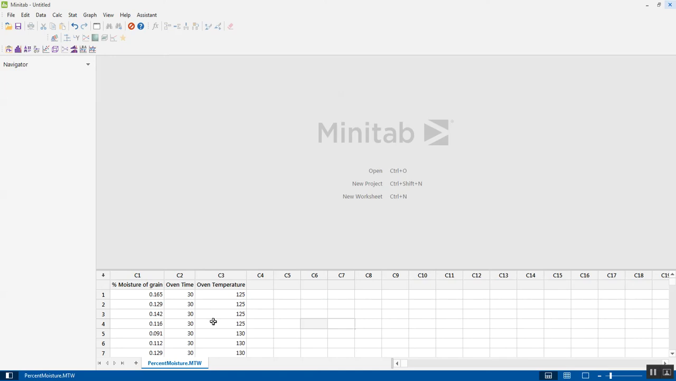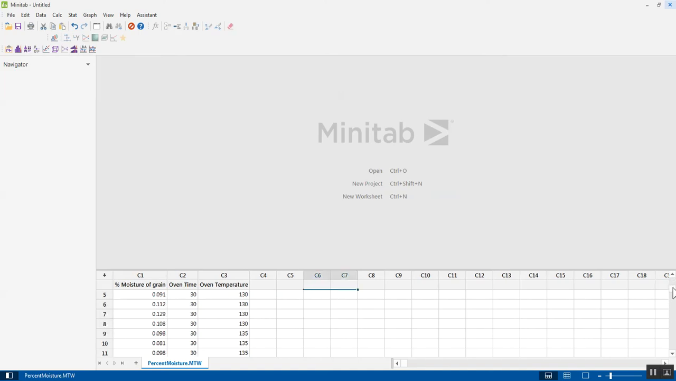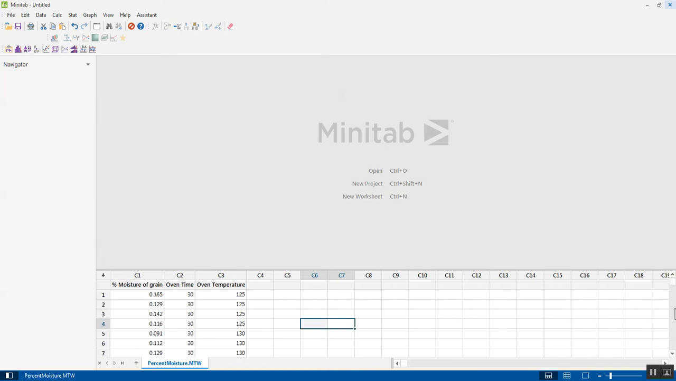So we've got a data set here then where our response variable, which will be on the y-axis, is the percentage moisture content of a cereal grain. And the two treatments are how long the cereals were in the drying oven. So we've got 30 minutes, we've got 60 minutes, and we've got 90 minutes there. And we've got three different oven temperatures. So 135 degrees, 125, and 130 degrees.